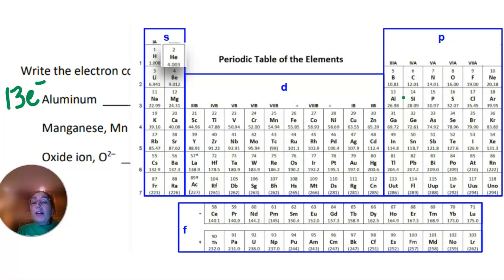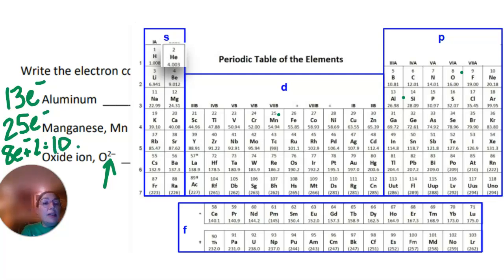So let's see. We might also want to write these down. Manganese is going to have 25 electrons. Oxide, well, oxygen has 8 electrons normally. How did it get to be 2 minus? Well, it had to get 2 more electrons. Plus 2 is going to be a total of 10 electrons for the oxide. So 2 and 8 is 10.